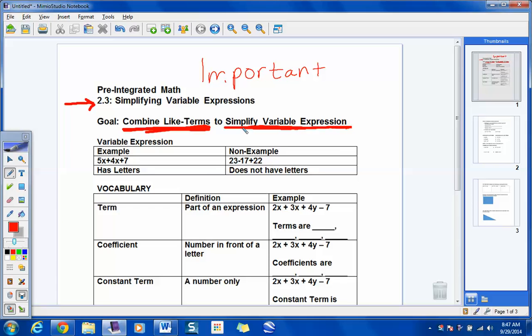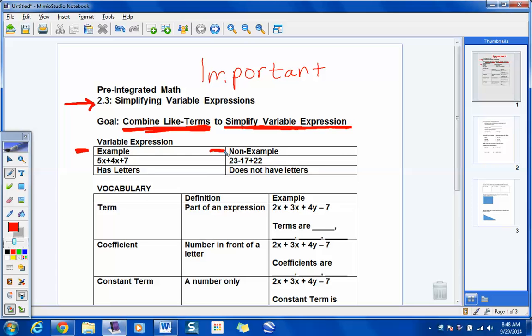Okay? All right, first of all, what is a variable expression? Up here I've got an example, and I've got one that's not an example. Guys, take a look at this example right here. It says variable expression. What makes this a variable expression according to the bottom right here? What's that say? Tim? It has letters. So right up here I have 5x plus 4x plus 7. Remember, variables are nothing more than letters representing a number, some kind of an input.